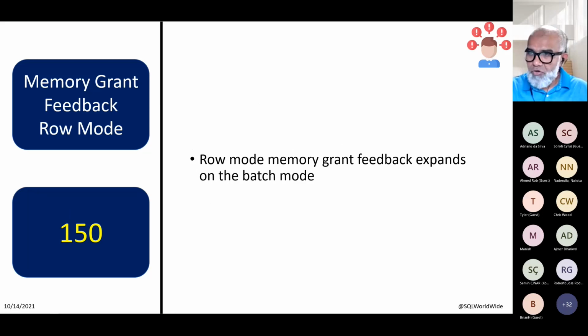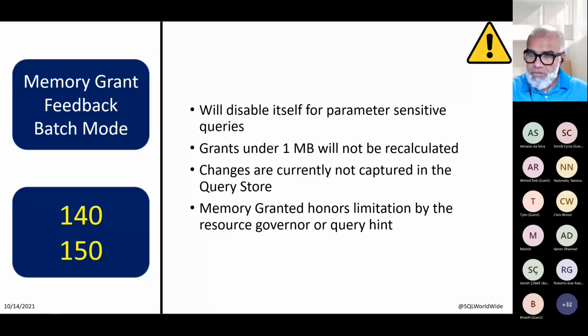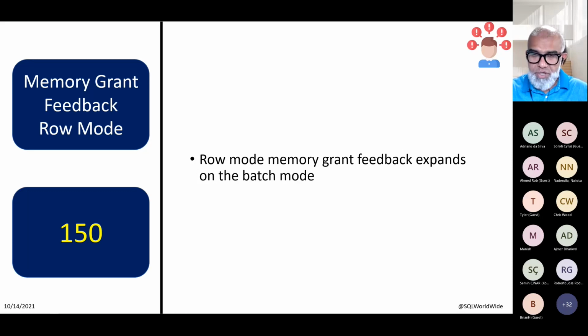Same as memory grant feedback row mode. So batch mode was in 2017, in 150. In 2019, it is also now available for row mode. And when I say it's available for row mode, it means even if you do not qualify for batch mode on rowstore, you will still get it.